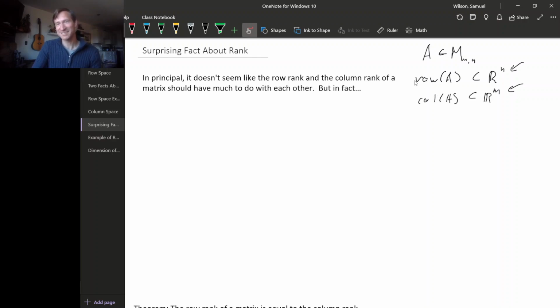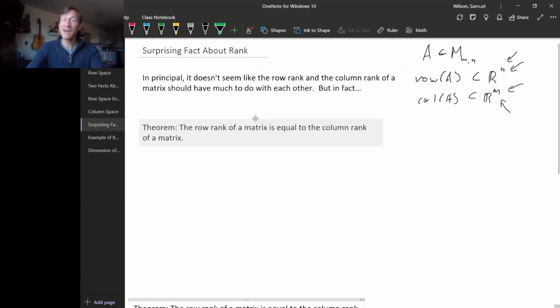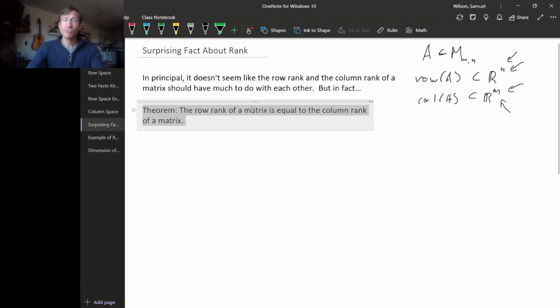The row rank is the dimension of the row space, column rank is the dimension of the column space. So why should the dimensions be equal if they definitely aren't the same space, right? They live in different Euclidean spaces. Why should their dimension be equal? So it seems like there's no reason why those should be equal. But in fact, the row rank of a matrix and the column rank of a matrix are always the same. This is a big surprise.